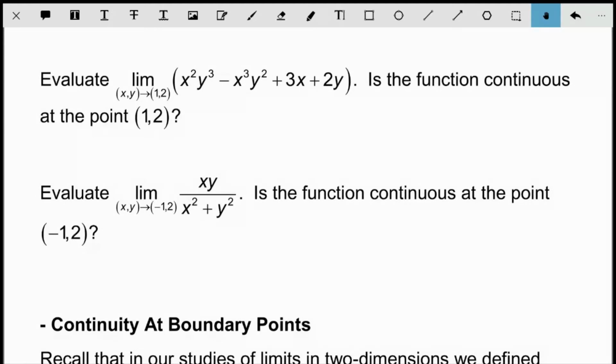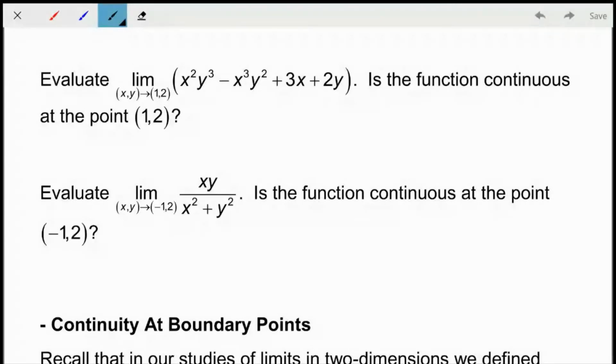So it says evaluate this limit, and then it says, is the function continuous at the point 1, 2? Well, notice in this function, all we have are polynomial terms. If all we have are polynomial terms, just like in 2 dimensions, polynomials were continuous everywhere. Works the same way when we're dealing with 3 dimensions. If I have polynomial terms, that means this will be continuous.